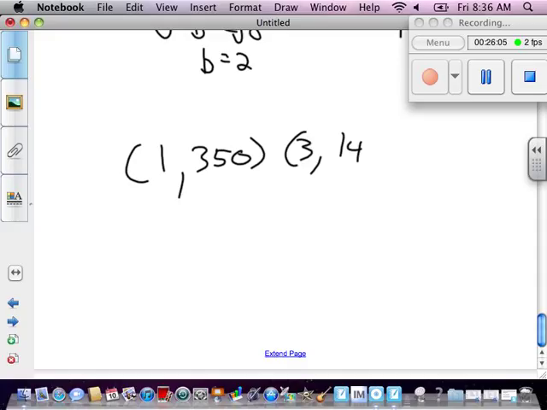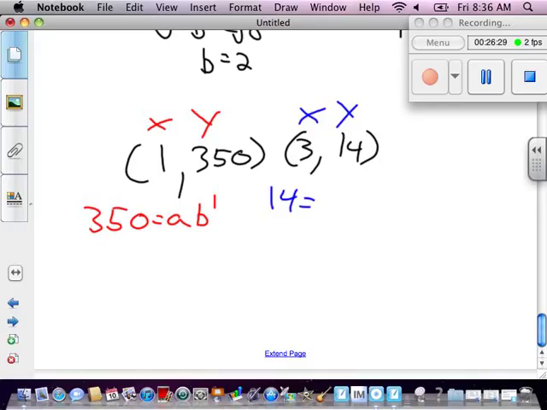Is anybody confused about that? We feel okay? How I got those numbers? Now we're just going to go through again. We're going to label, plug them in. Plug the other one in. 14 equals A, B to the third.